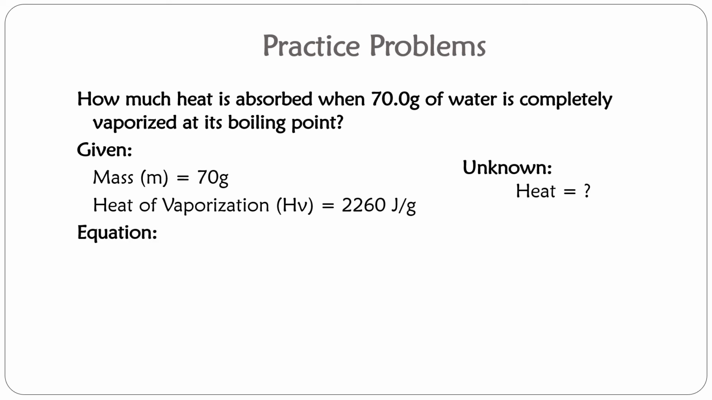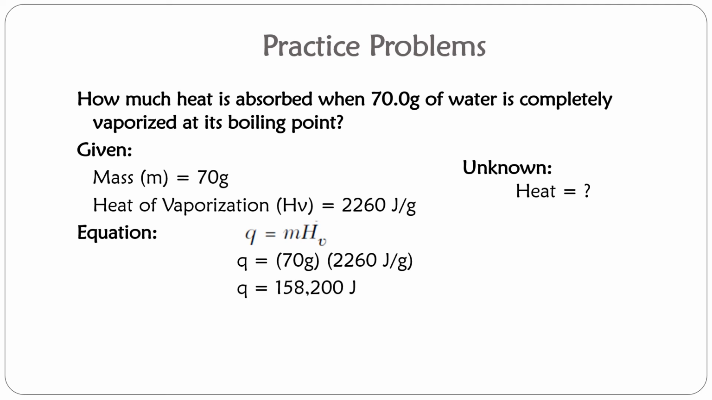So the equation that we'll be using is Q equals mHv. Just plug in the numbers. Mass is 70.0 grams. Heat of vaporization is 2,260 joules per gram. Do the math. We get an answer of 158,200 joules. How did we get joules? Well, grams cancel out, and that's how we get to the joules.